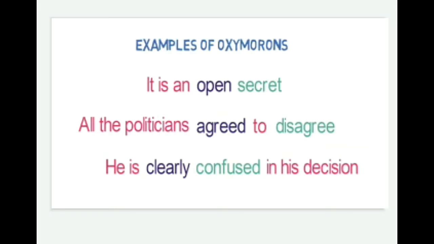Another: all the politicians agree to disagree. It's more or less opposite. An oxymoron is made of opposite words, agree and disagree, either this or that. Another: he is clearly confused in his discussion. Clearly means obvious, but confused is the opposite. So that is oxymoron.